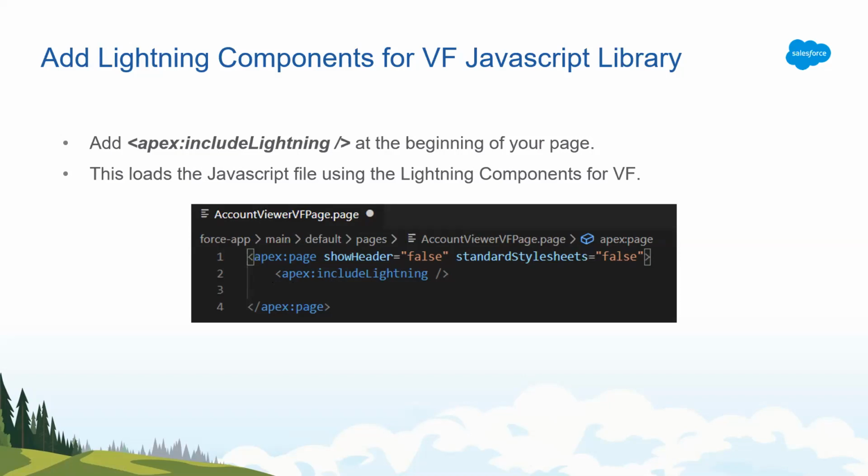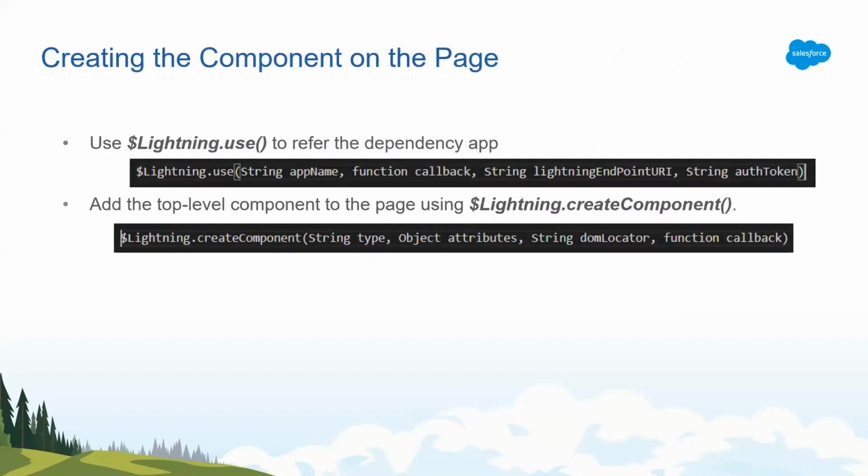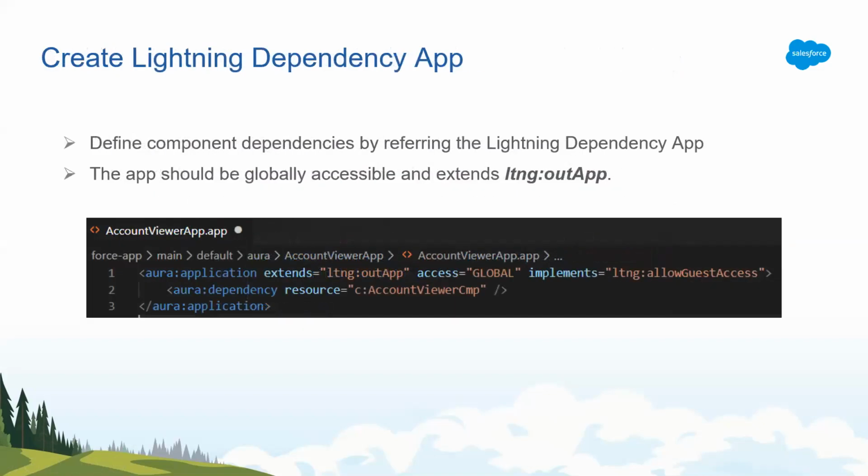So this is what you have to start with. This is how you start when you create a Visualforce page. Now, thirdly, and the very last step, is to create the component on the page, which has two things that you need to do. The first and foremost is to use the $Lightning.use function. This is a Lightning JavaScript method where you pass the name of the Lightning dependency app that you created in your first step, right?